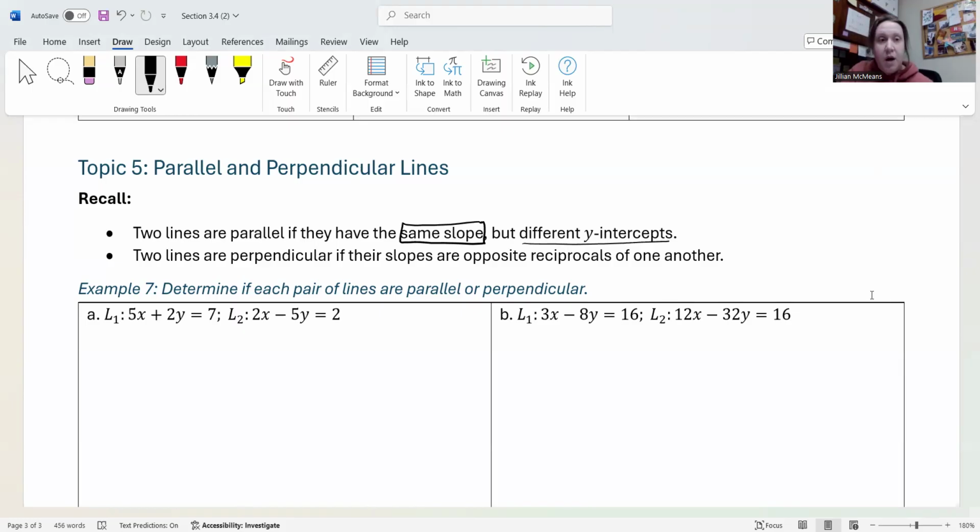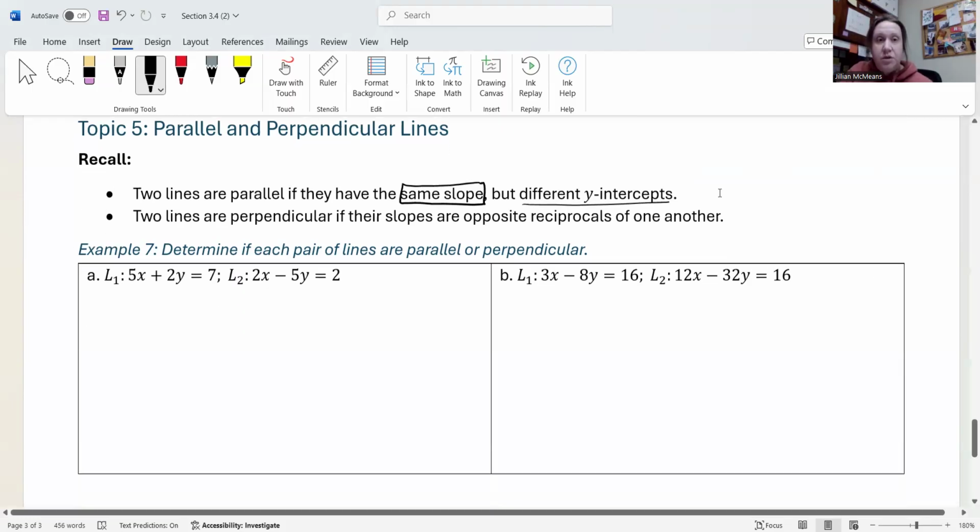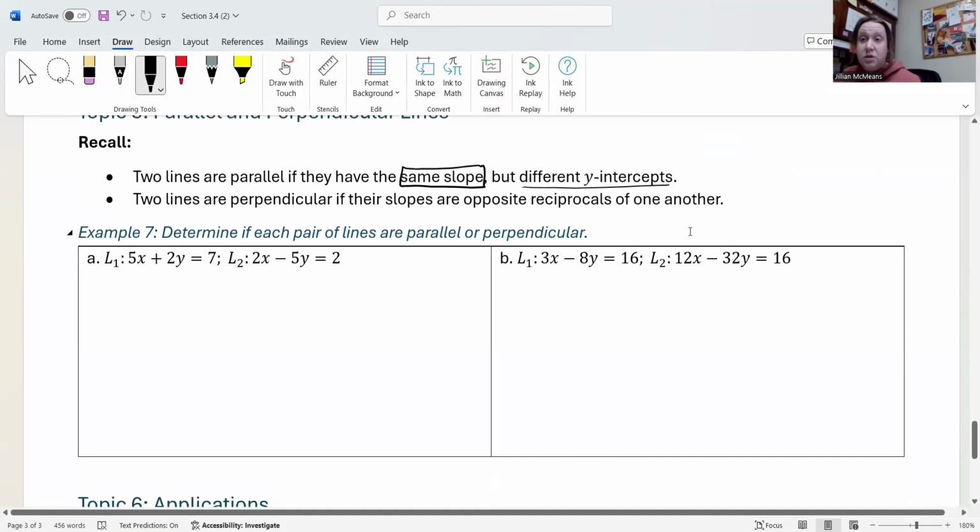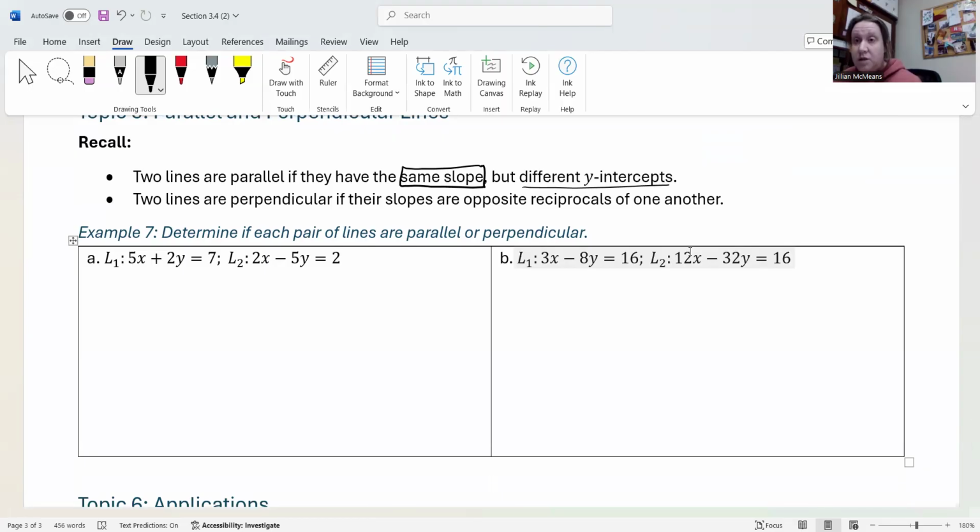Okay, so for part A, we have L1 and we have L2. And this time, instead of just giving us 2 points on the line like they did when we were talking about slope, here we're given 2 equations of the line. So we want to determine the slope of each of these 2 lines using the equation and then compare the slopes. The easiest way to get the slope here is just to solve for y. If we solve an equation for y, we get the slope and y-intercept for free.